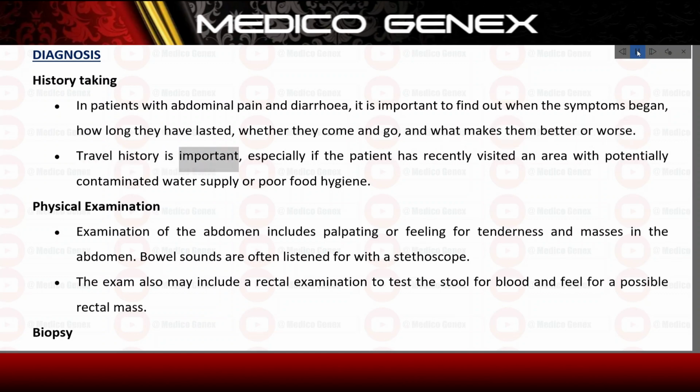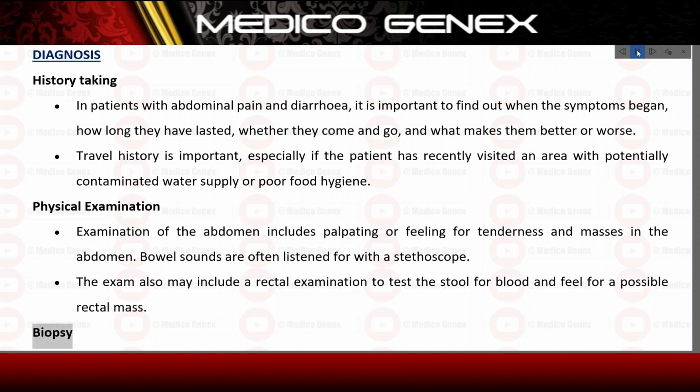Travel history is important, especially if the patient has recently visited an area with potentially contaminated water supply or poor food hygiene. Physical examination. Examination of the abdomen includes palpating or feeling for tenderness and masses in the abdomen. Bowel sounds are often listened for with a stethoscope. The exam also may include a rectal examination to test the stool for blood and feel for a possible rectal mass.